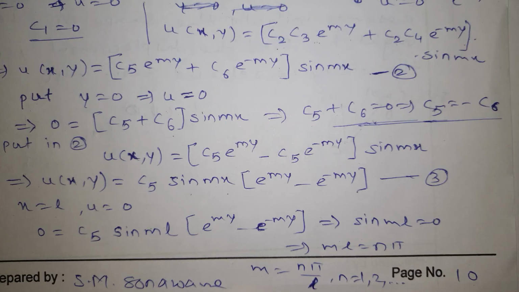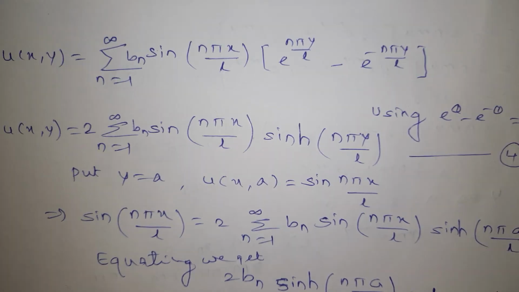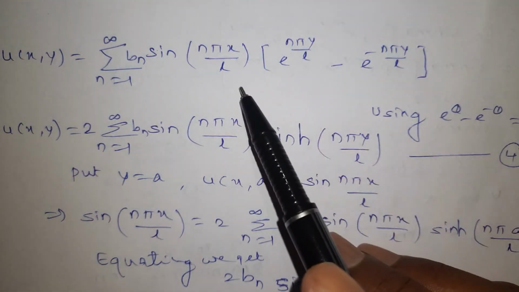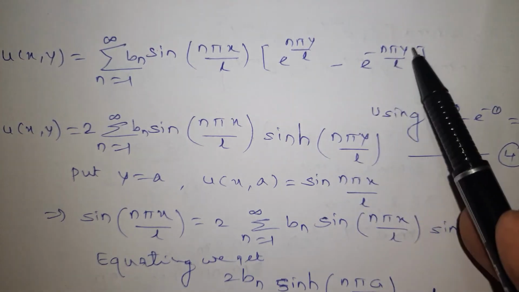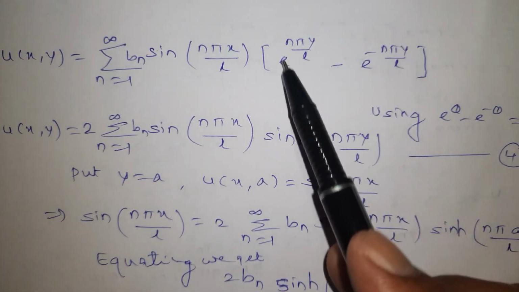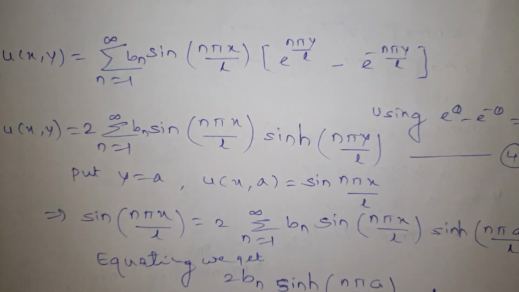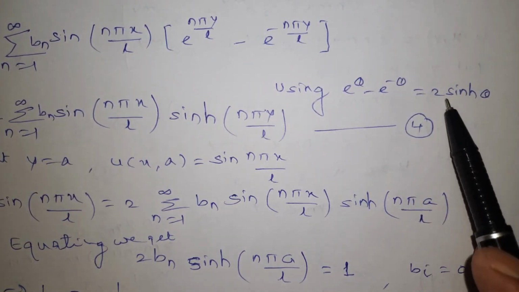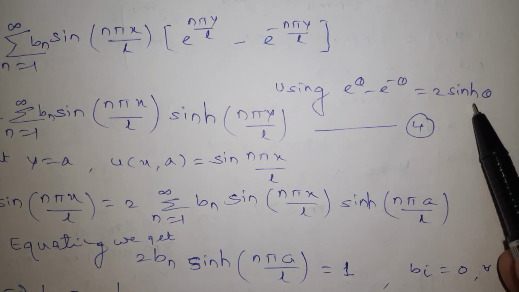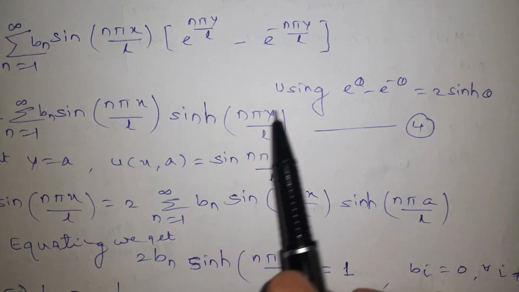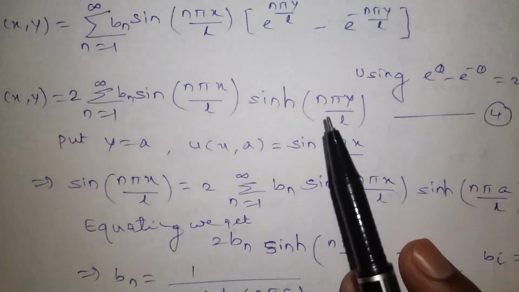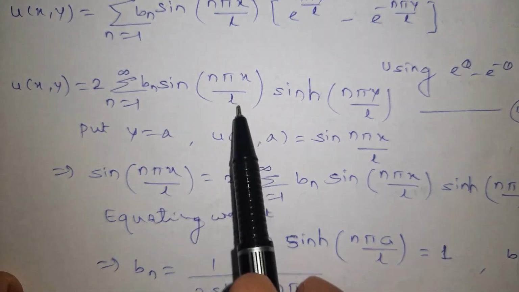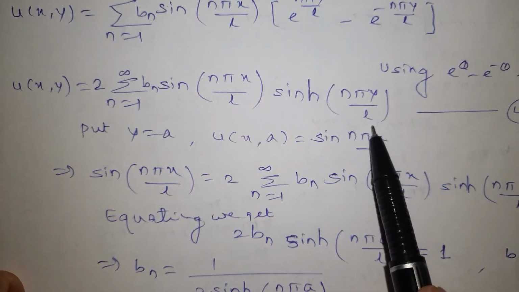Take the summation. So my answer is u of xy is equal to summation n equal to 1 to infinity bn sin n pi x upon L (e raised to n pi y upon L minus e raised to minus n pi y upon L). But instead of this e raised to term, we use the hyperbolic concept. You know the formula? e raised to theta minus e raised to minus theta is equal to 2 sin h theta. So use that concept here. How do I write this? 2 sin h n pi y upon L. 2 I can take outside. So here u of xy is equal to 2 summation n equal to 1 to infinity bn sin n pi x upon L sin h n pi y upon L.